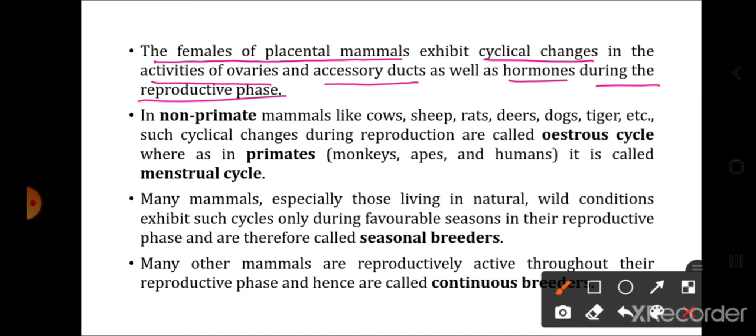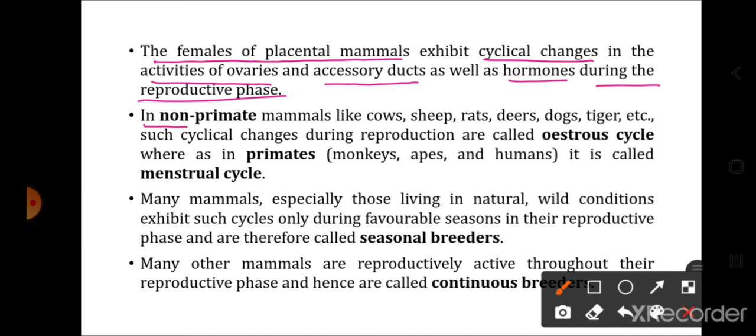During the reproductive phase, the females of the placental mammals undergo cyclic changes in the ovaries, in the accessory ducts as well as in the hormone secretions. So, what are such changes called? What are these cyclic changes called?